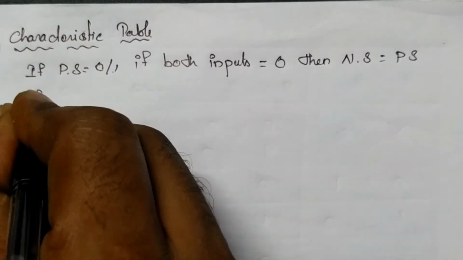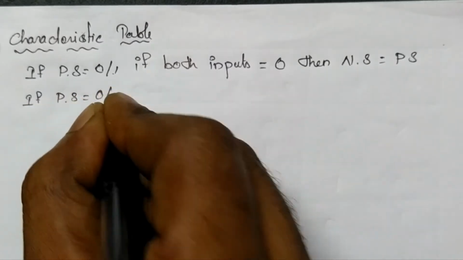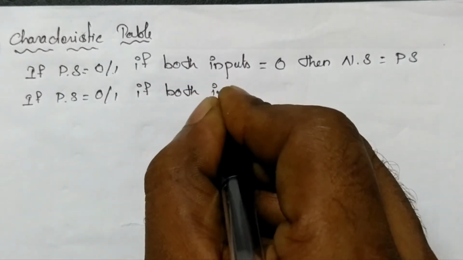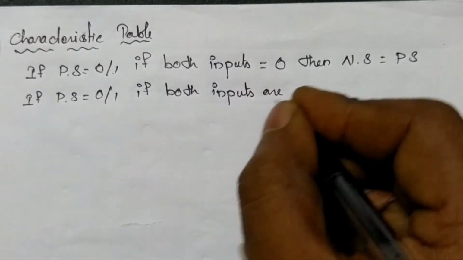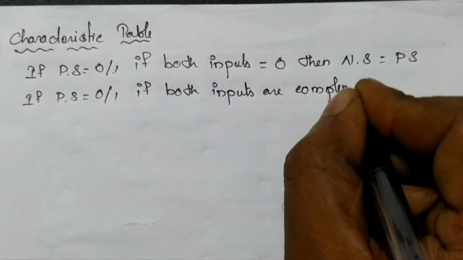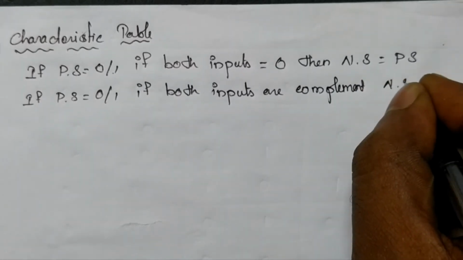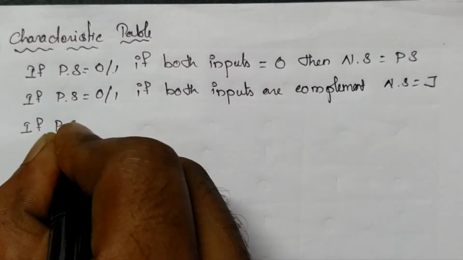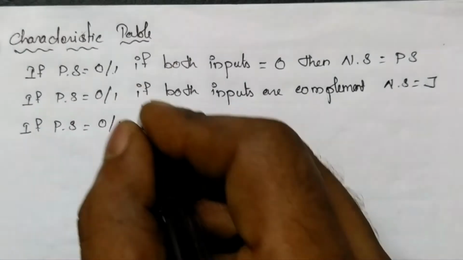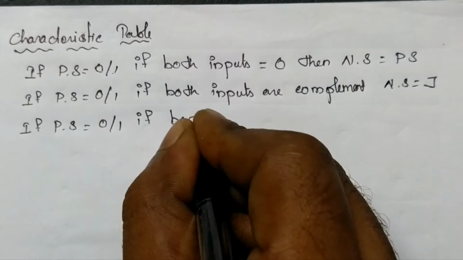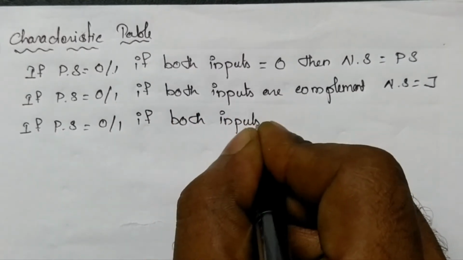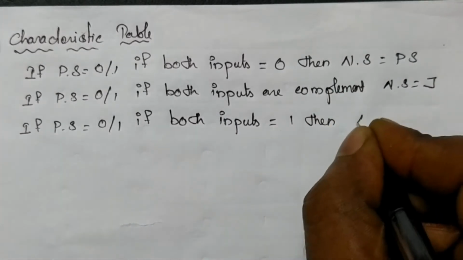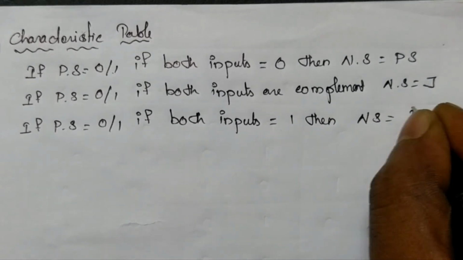Next one, if present state is equal to 0 or 1, if both inputs are complement, then next state is equal to J. Then likewise, if present state is equal to 0 or 1, if both inputs are equal to 1, then next state is equal to present state bar.